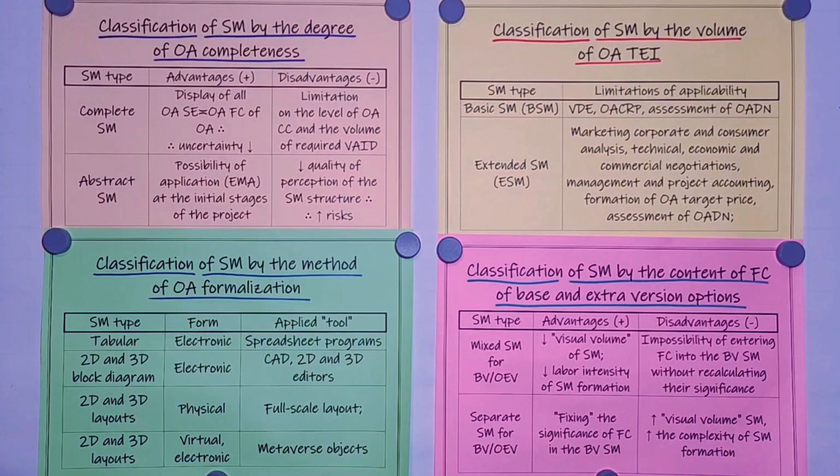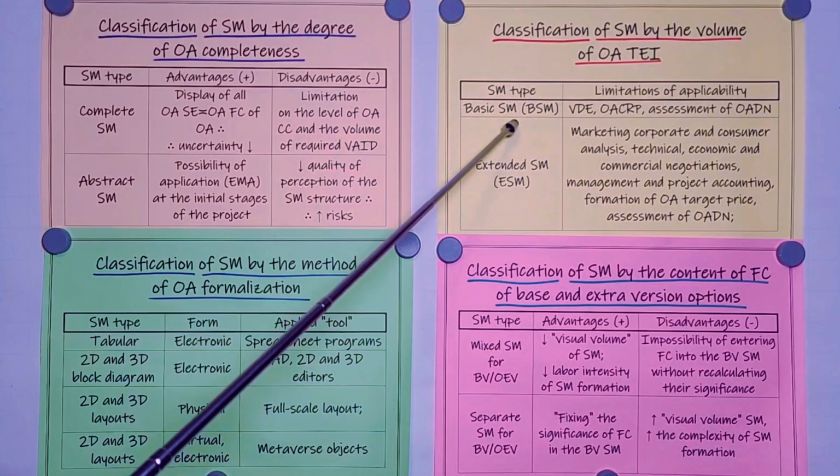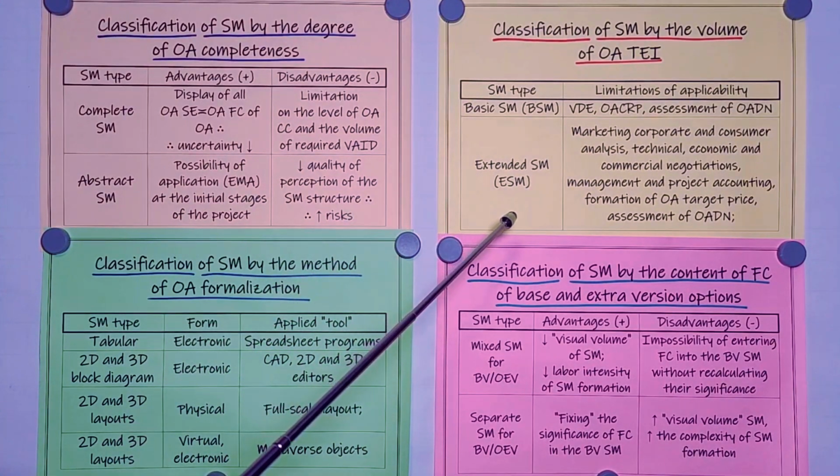According to the volume of technical information content, a structural model can be divided into a basic structural model and an extended structural model. The advantages and disadvantages of basic and extended structural models are obvious in this case. The most appropriate term will not be advantages and disadvantages, but limitations of applicability.